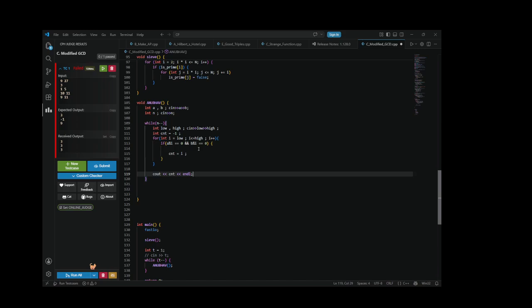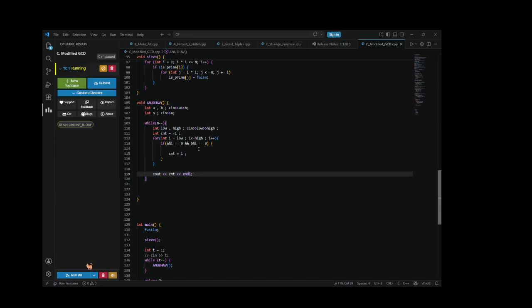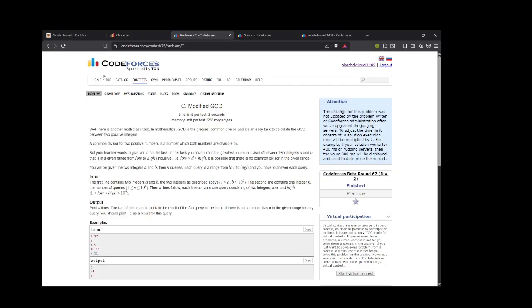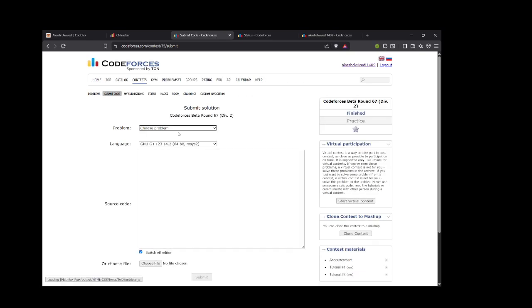All right, so definitely it would be passing the sample inputs, obviously. And if we try to submit it, then definitely it will give us the time limit exceeded verdict. I'll explain why.